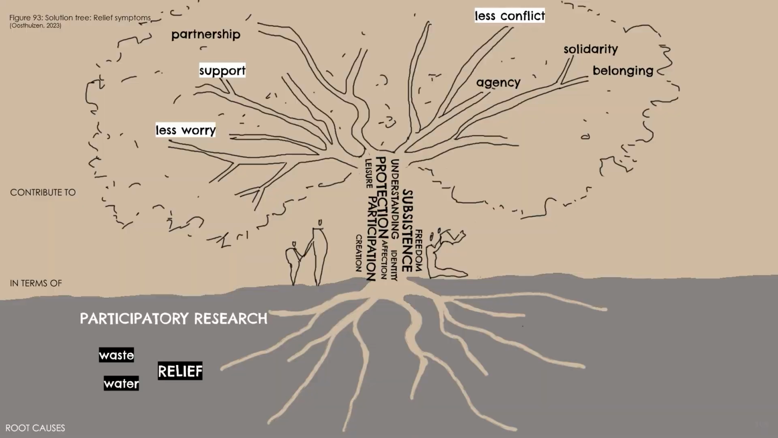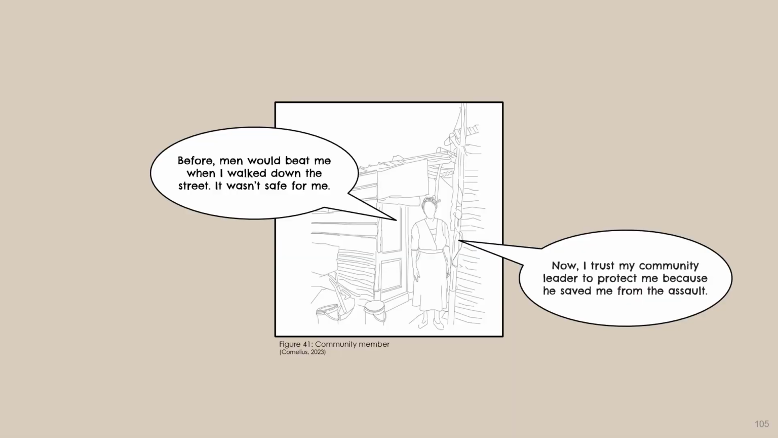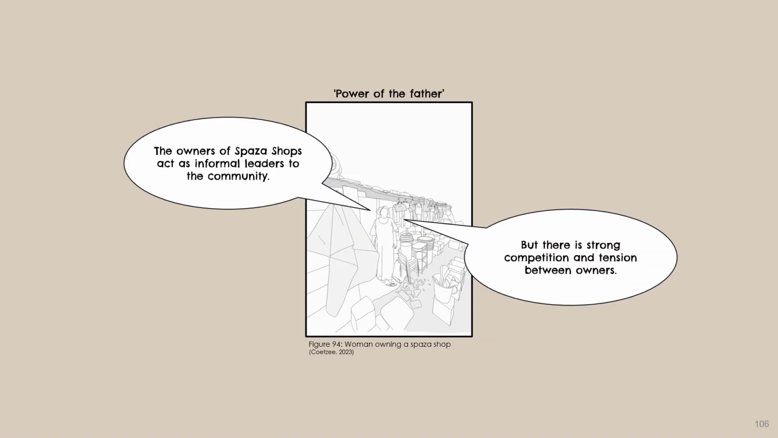There is a potential in the existing community leadership. We heard testimony of people feeling safer due to their presence. Leaders could perhaps facilitate safety groups where people walk together through the open veld. The students from previous years noticed a community initiative called Power of the Father, run by SA Cares for Life. Spaza shop owners acted as informal street leaders, but unfortunately there was a lot of competition and tension, and it was not as successful as hoped. A modified initiative could be reintroduced.